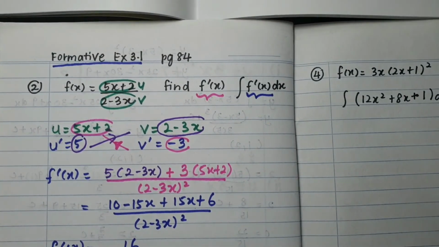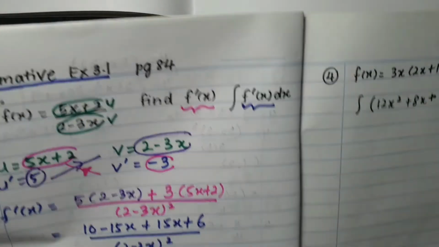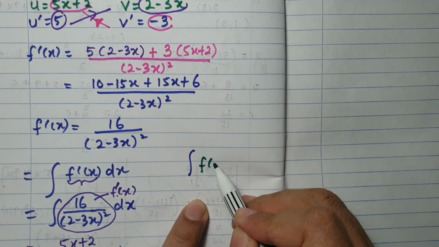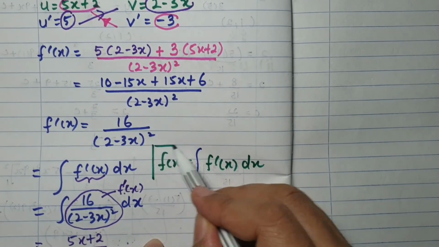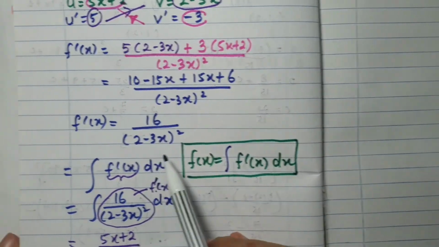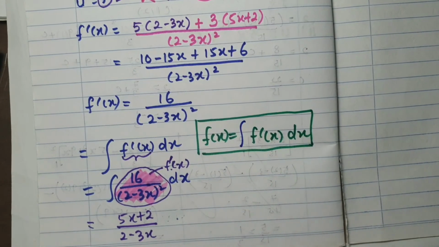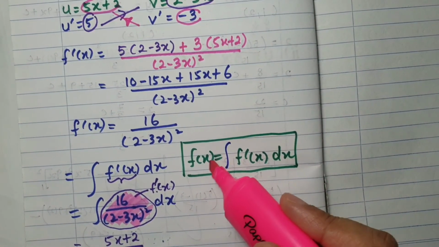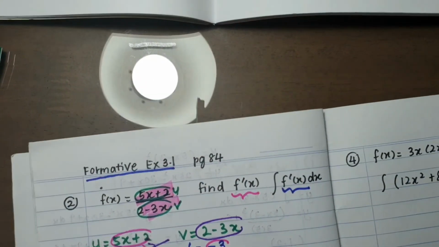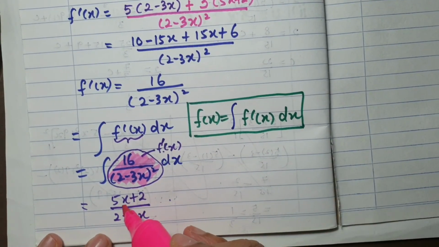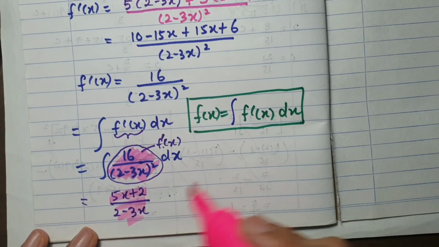So once again, integration of f prime x with respect to x, the result is f(x). So in this case, this is your f prime x. You integrate f prime x, the result is f(x), right? So what is your f(x)? f(x) is 5x plus 2 over 2 minus 3x. So you write the f(x) here. You don't have to put plus c because this is your f(x) function. Okay, done.